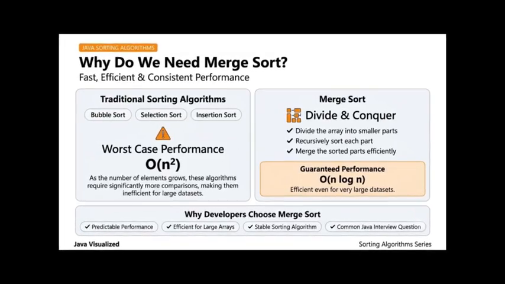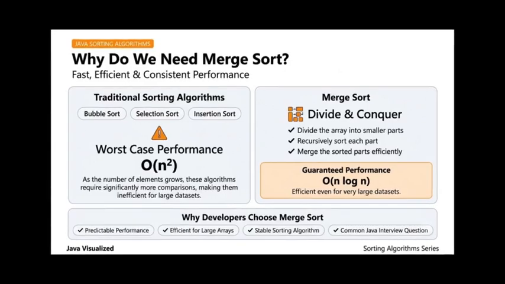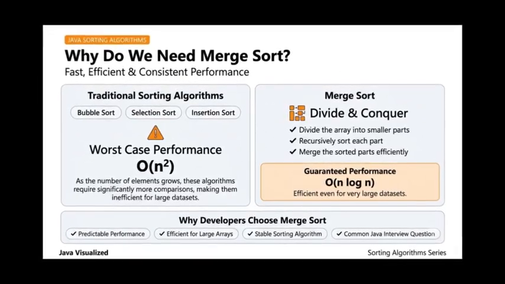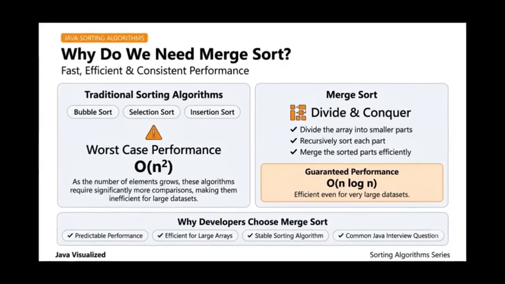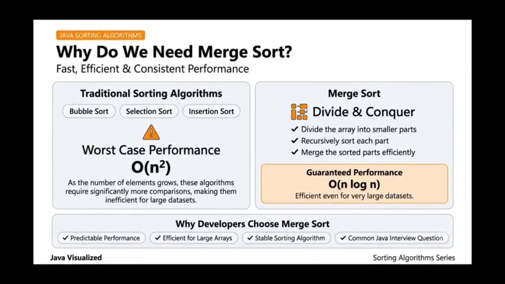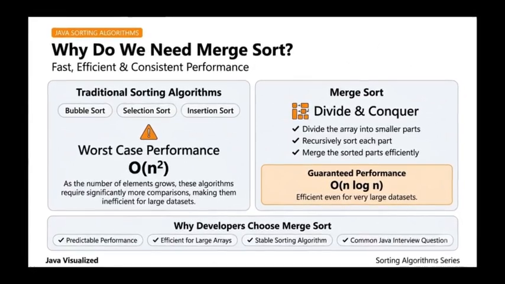Let's learn one of the most important sorting algorithms asked in Java interviews, mergeSort. Imagine sorting a very large array with thousands or even millions of elements. Simple algorithms like bubble sort, selection sort, and insertion sort can become very slow because their worst case time complexity is O of n squared.